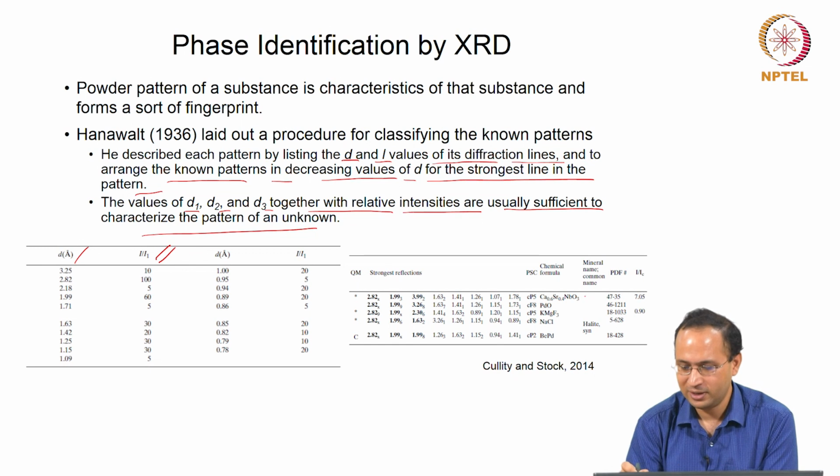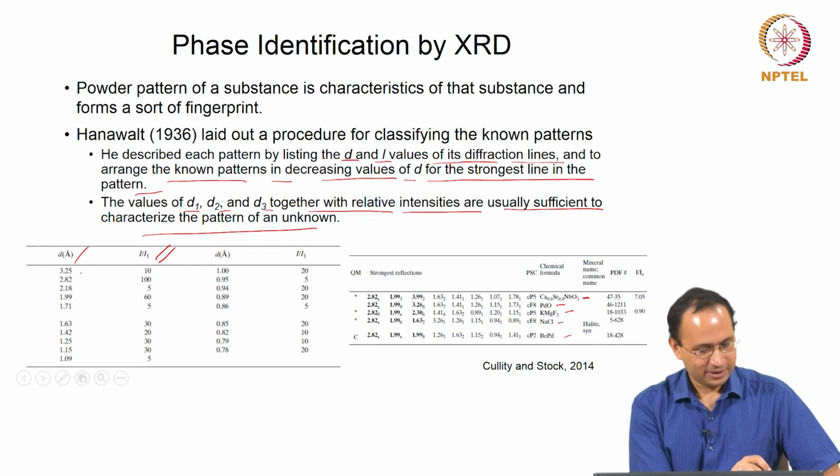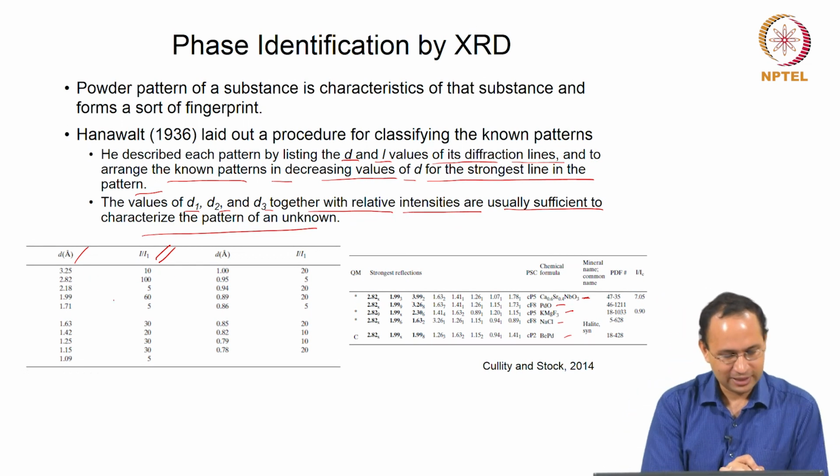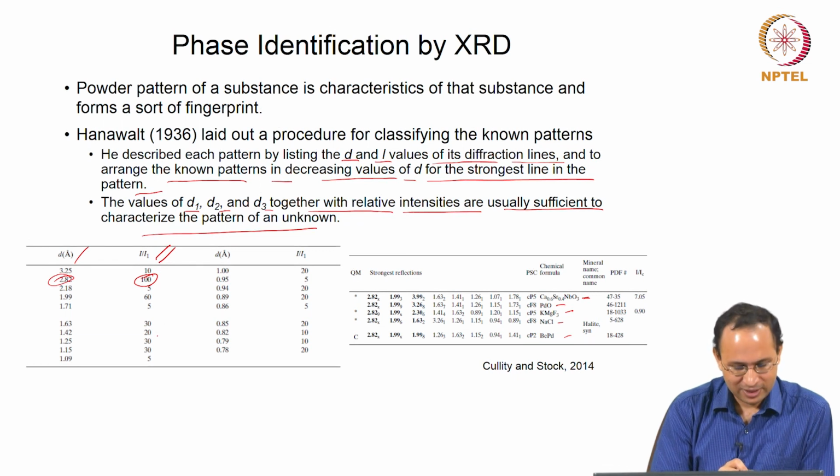These are for different chemicals, and you see the chemical formulas right here. The first line has 2.82, 1.99, 3.99, these are the 3 strongest lines for this phase. Now look at the intensity here. Your 100% intensity is for 2.82, so when you have a d of 2.82 angstrom, you have 100% intensity. The next one is 1.99, with 60%. What is next?